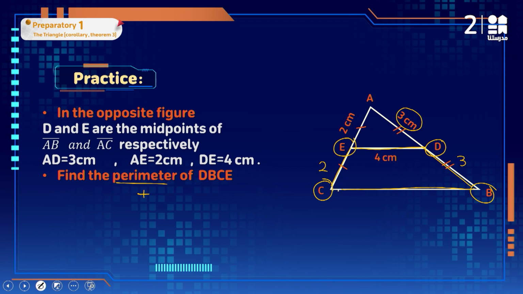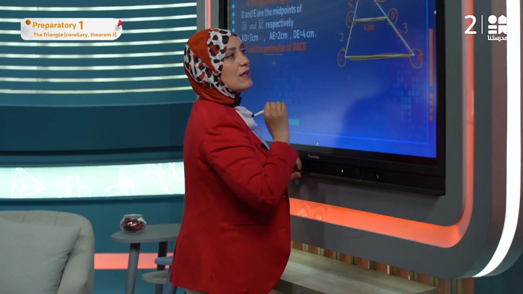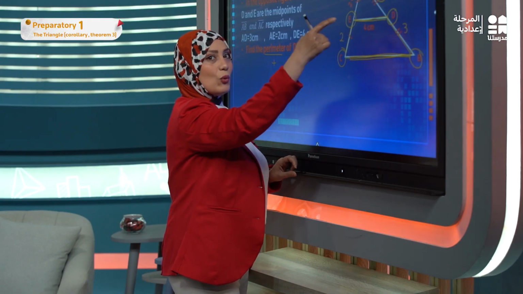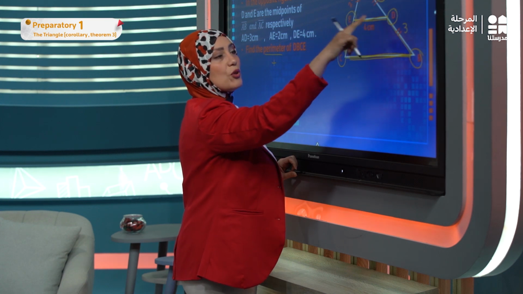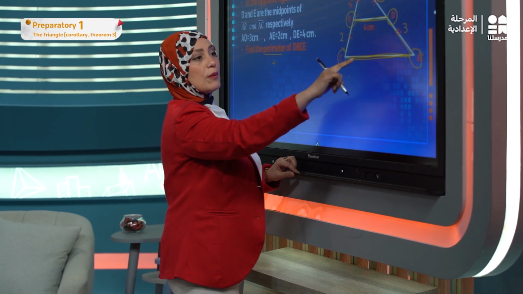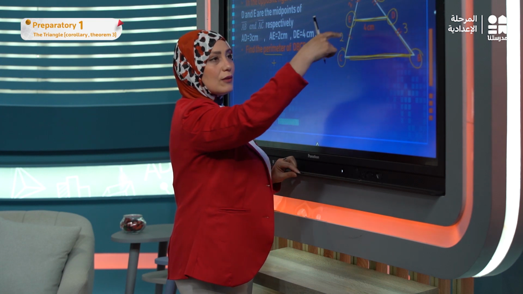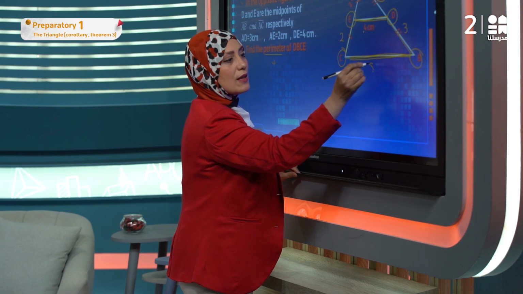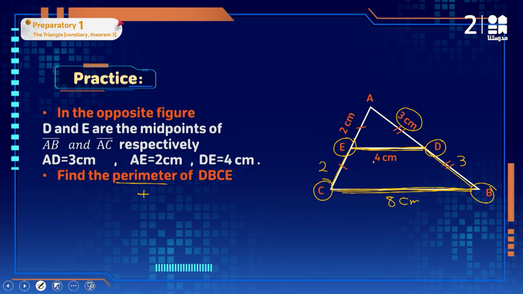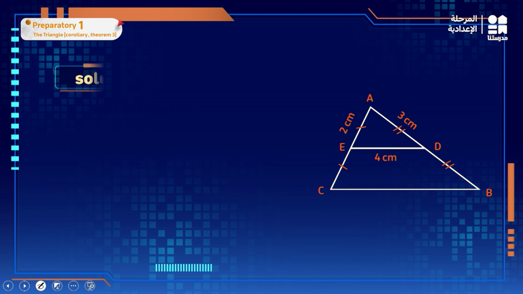And what about BC? Which side is parallel to it? ED. And we know it is the one matched between the two midpoints. So the bigger one will be double of it. So it is 4 times 2 equals 8 centimeters. Now we have the 4 sides. I need to add all of them.